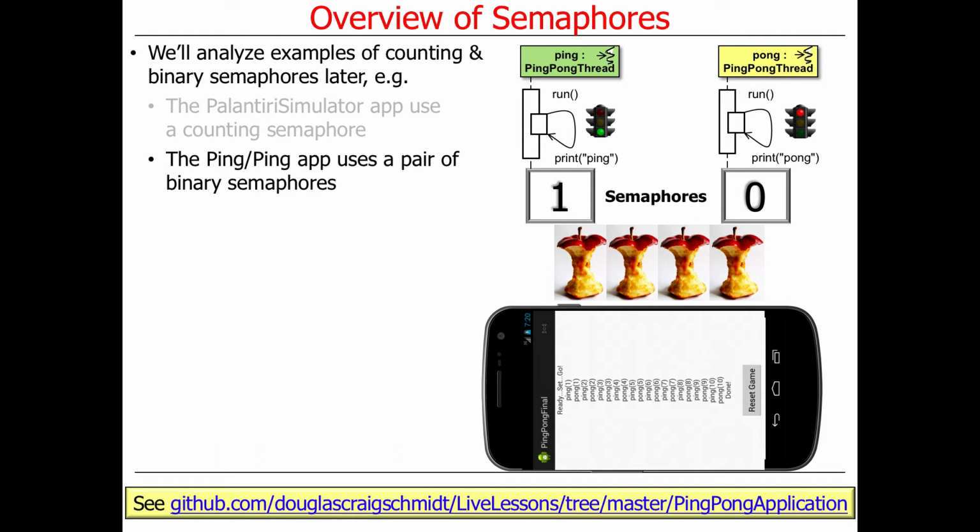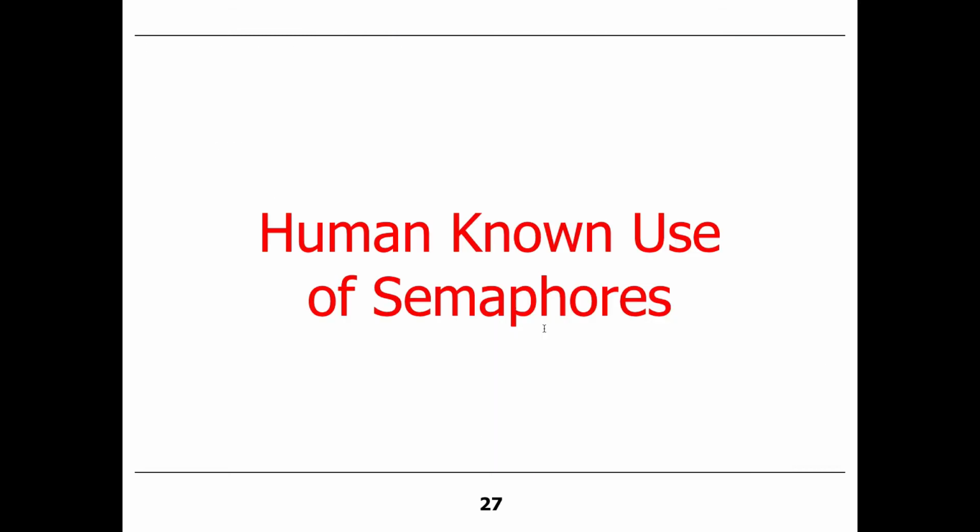We'll also talk shortly about another example called the ping pong app, which you can download here to see the code. And this basically plays ping pong. It's still kind of a silly little app, but it shows the key point. And it uses a pair of binary semaphores. And the binary semaphores are used to transfer control back and forth, alternating between pinging and ponging. And I'll give you a little bit more overview of that shortly.